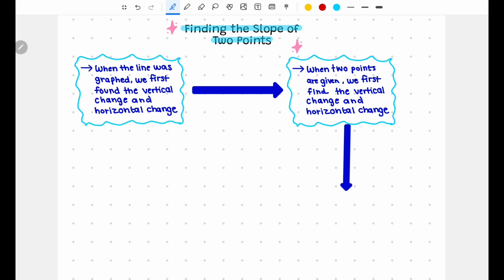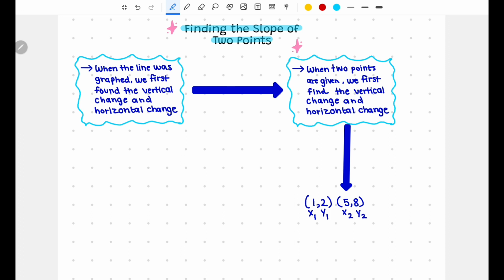So first, let's start out with 2 points. For example, our first point coordinate is 1, 2, and the second one is 5, 8. So now, the first thing that we always want to do is label the coordinates. It makes it a lot easier to identify the horizontal and vertical changes. So since this is our first x coordinate, we're going to label it x1. This is our first y. And then we have x2 and y2.